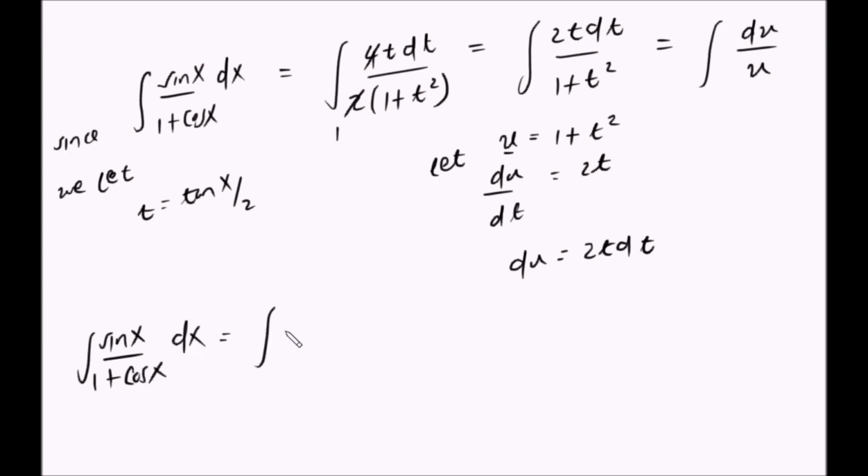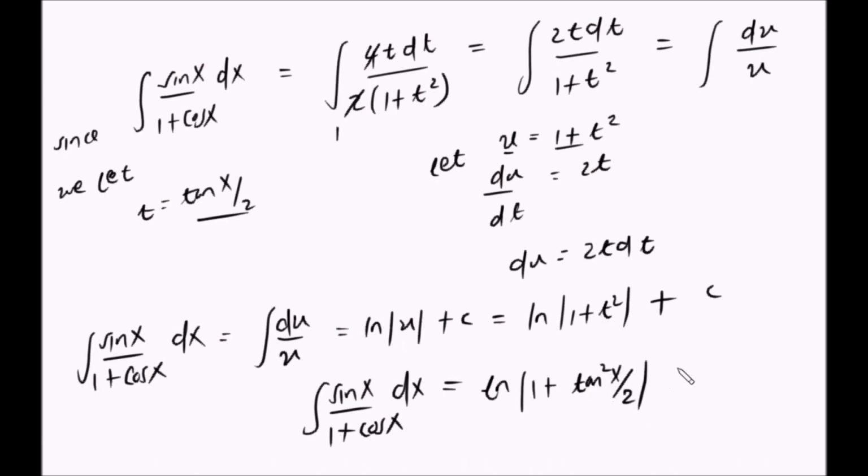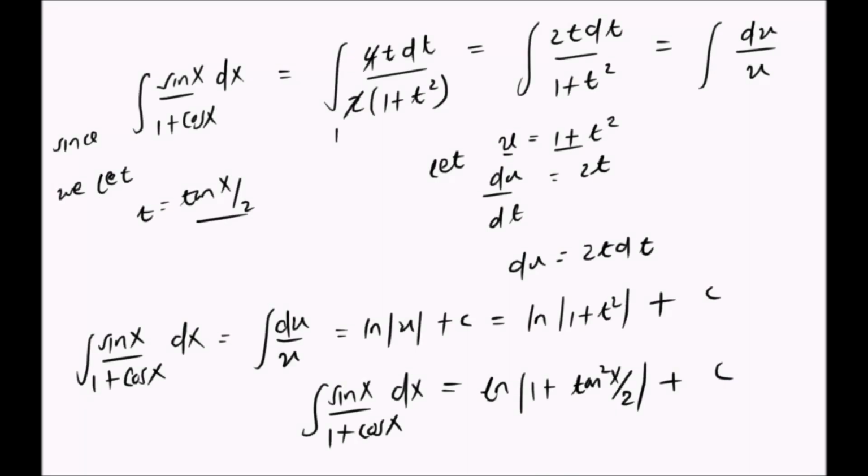Kwa hiyo kumbe hili swali letu hili ni sawa na nini? Integrate du over u. So itakuwa ni sawa na ln ya u plus c. Lakini u ni huyu. So ni sawa na ln ya 1 plus t squared plus c. Lakini t ni nani? Huyu. So our final answer now, if I integrate this one, very difficult kama hujui how, lakini kama unajua njia, very simple. Jibu langu ni 1 plus, so kwenye t naweka tan of x over 2. Kwa sababu t squared itakuwa tan squared plus c.